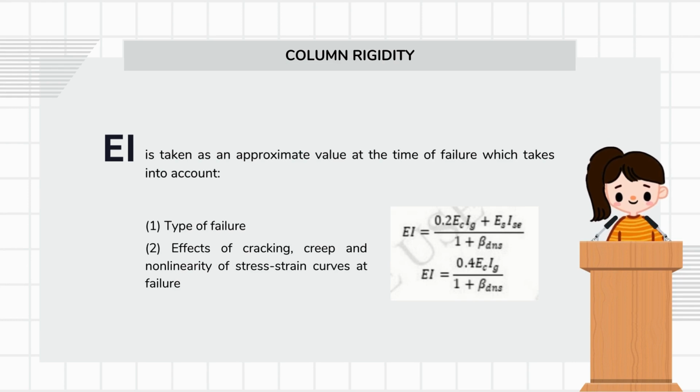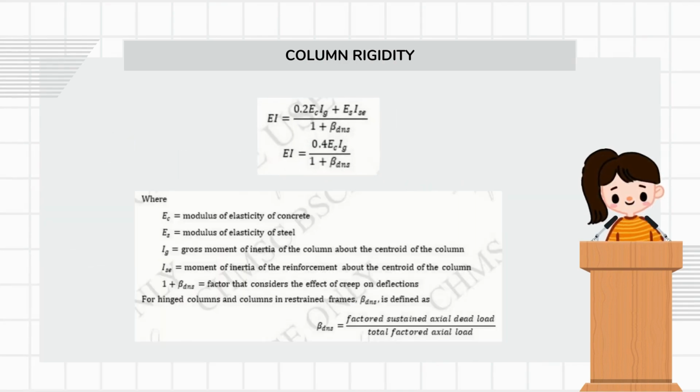Formulas of EI for the computation of critical loads for individual columns are as follows. EI is equal to 0.2 Ec Ig plus Es Ise all over 1 plus beta dns. The other one is EI is equal to 0.4 Ec Ig all over 1 plus beta dns. You can pause the video to see on the screen the meaning of the symbols in the formulas.